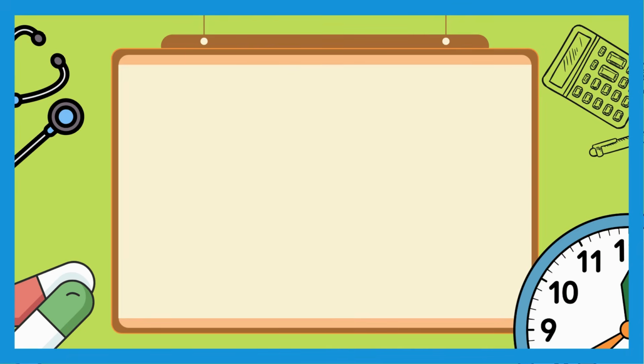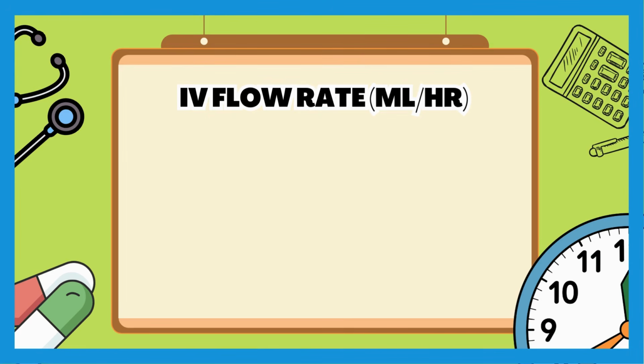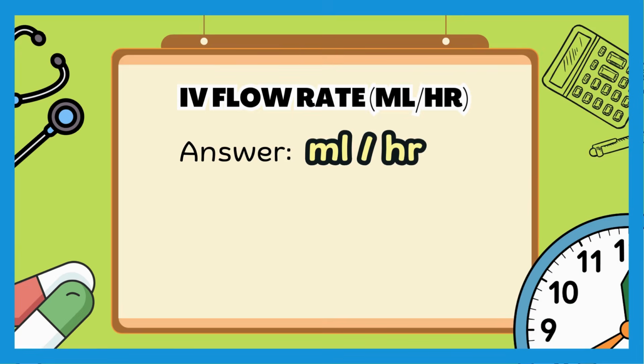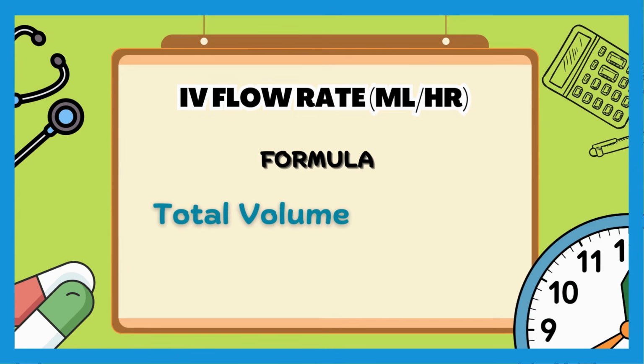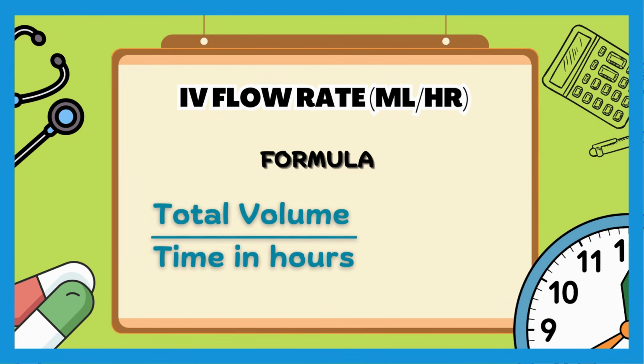We are going to start with the IV flow rate, and your answer will be ml per hour. Okay, so here is your formula. Total volume over time in hours. We're not changing anything to minutes because we want the flow rate ml every hour. So the total volume over time in hours.